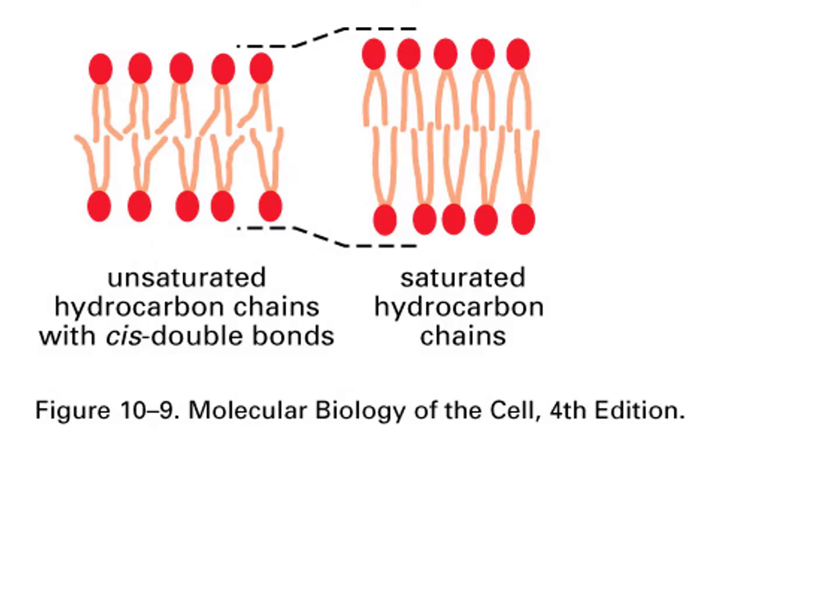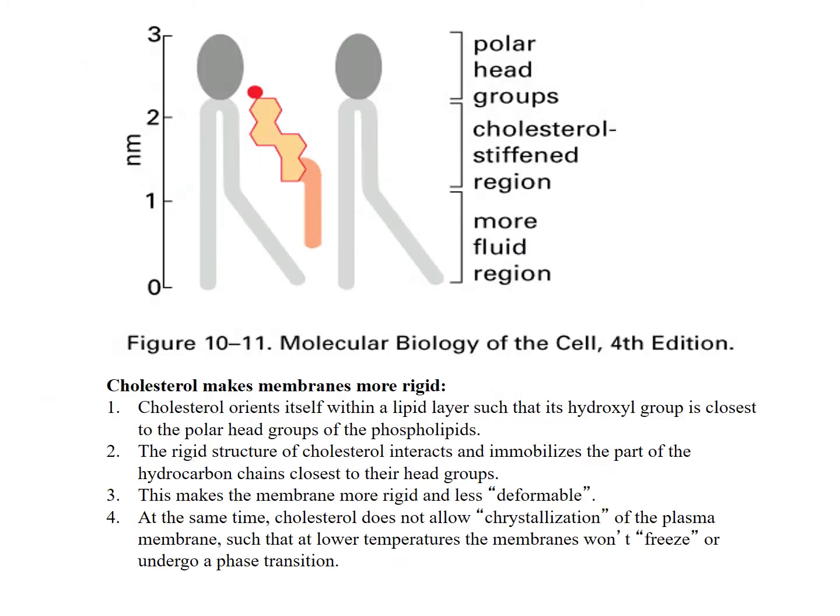Showing the unsaturated are less packed than saturated. Okay. And here's our friend the cholesterol, and showing the head group. This is an area in the membrane that would be, if it had a cholesterol, a stiffened region, and then the most fluid region would be right in this area here. And cholesterol embeds in this orientation because it has a polar head group and a hydrophobic tail.